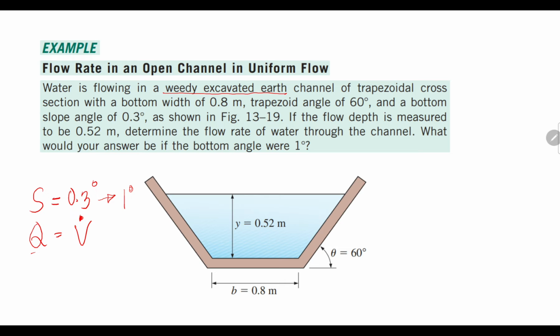Okay, so in this problem, in order to determine the Q, we need to determine the area, and we need to determine the velocity. In determining the velocity, we also need to determine the R, and the R is a function of the area over the wetted perimeter. So the area of the flow, the cross-sectional area, and the wetted perimeter.